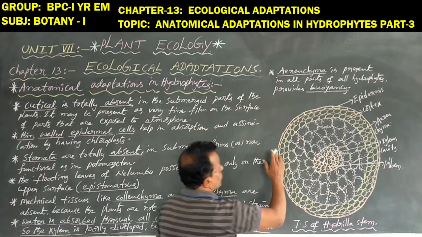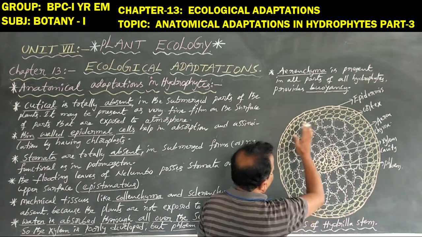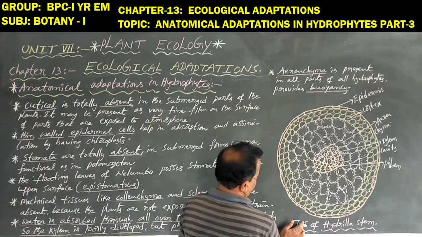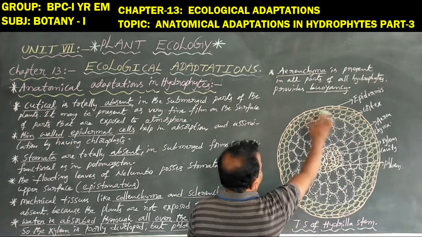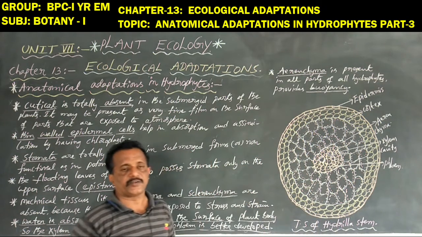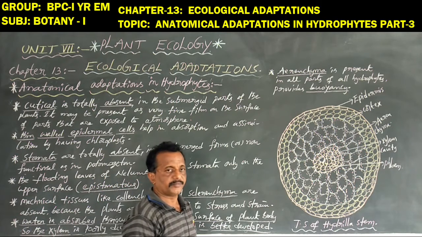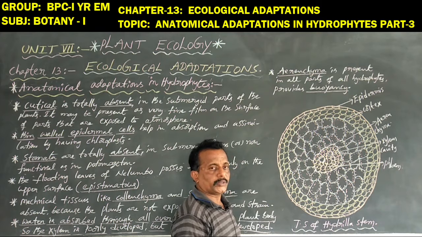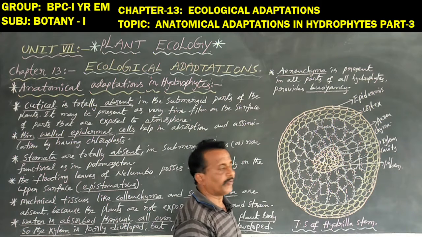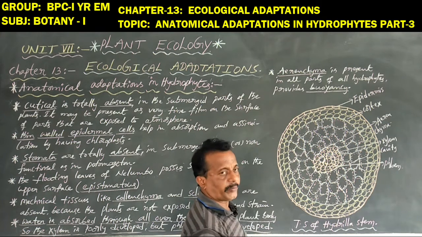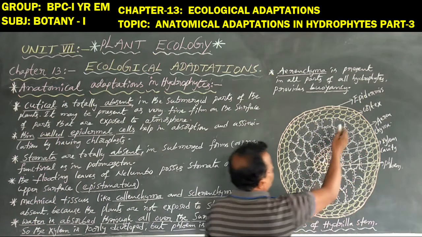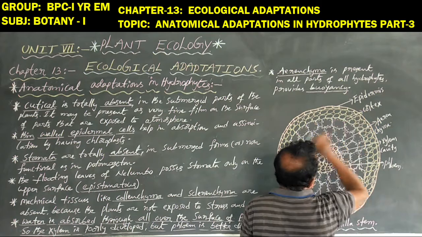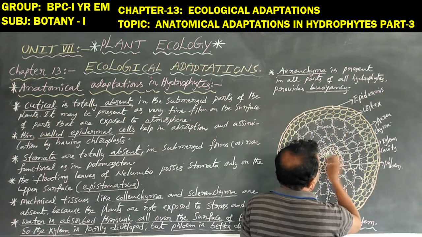Dear students, this is a diagrammatic representation of the transverse section, or internal structure, of an ideal stem. Generally, every root and every stem contains mainly three parts. The first part is the epidermis. The second part is the cortex. The third part is the stele.